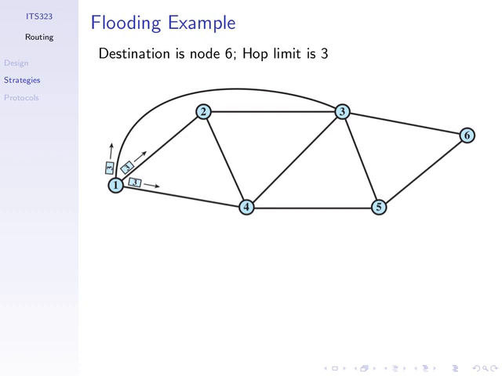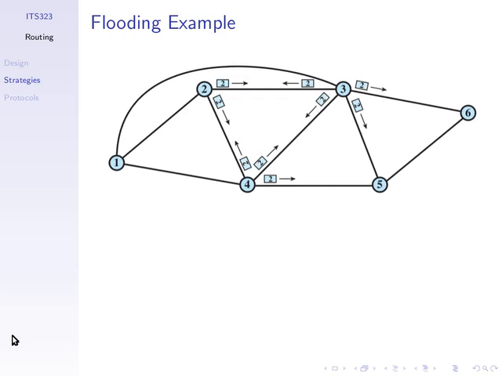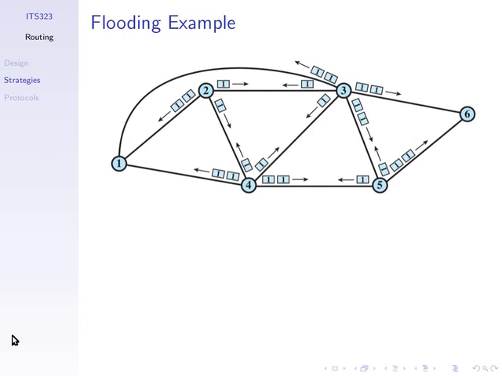We send to our neighbours. When they send, they reduce the value to 2. They decrement by 1 and transmit with a hop limit of 2. And when they send again, they transmit with a hop limit of 1. And once the hop limit gets to 0, do not send. So it limits the number of hops that that packet will traverse.